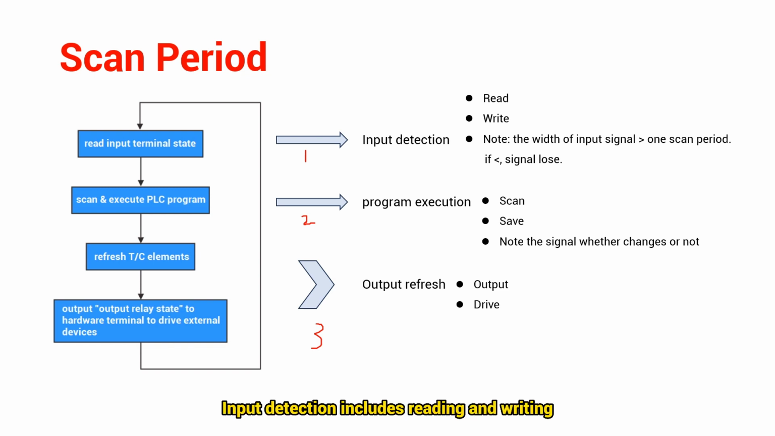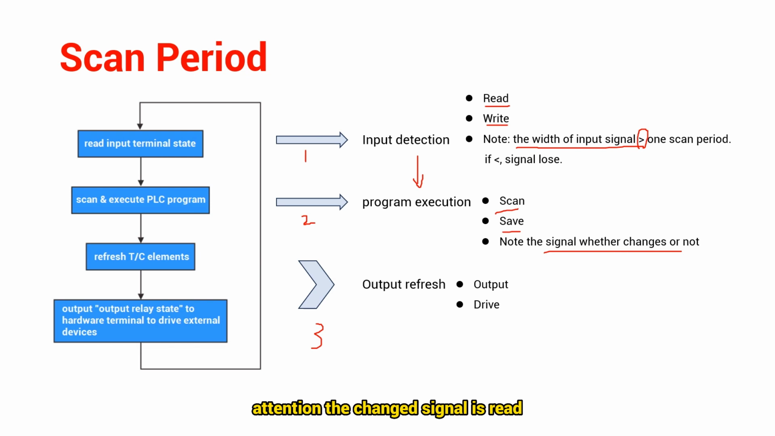refresh. Input detection includes reading and writing. Read each terminal's states and write them into corresponding input state registers. In this process, please note the input signal width must be bigger than one scan cycle. Then it will enter program execution. This includes scanning and saving. Scan each PLC command in cycle, then save their operation and processing results into output state register. Attention, the changed signal is read only when next scanning.